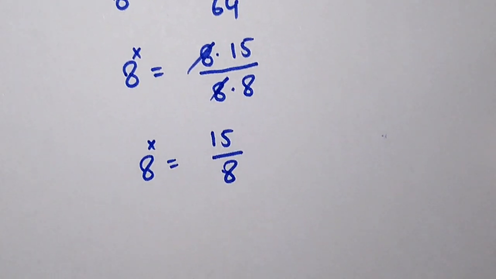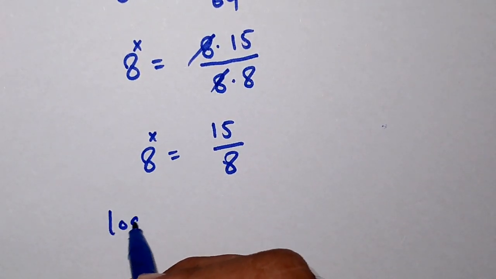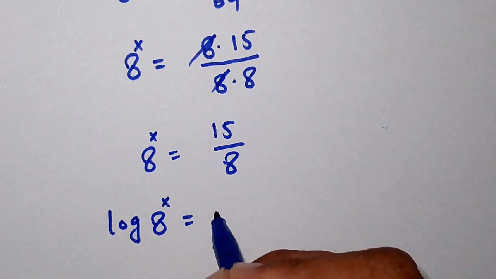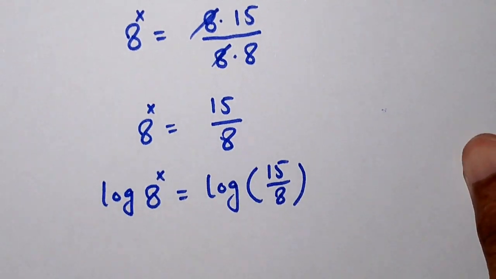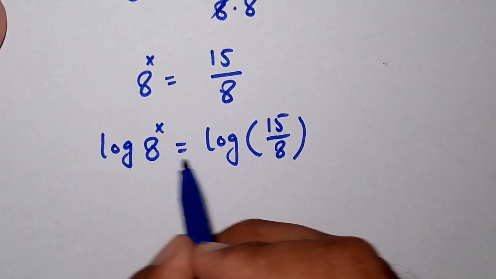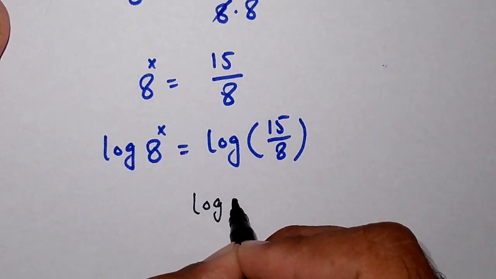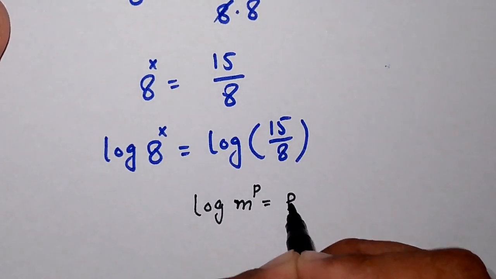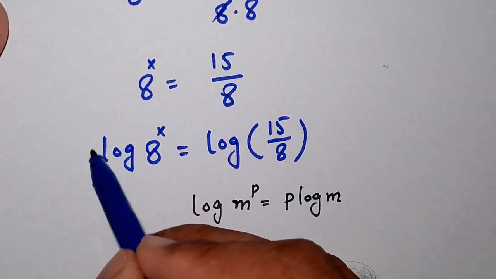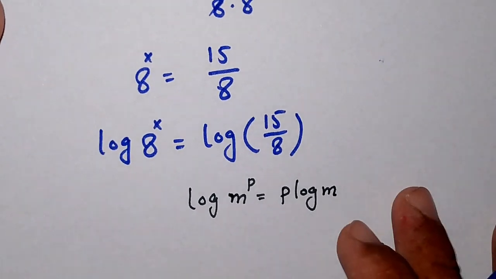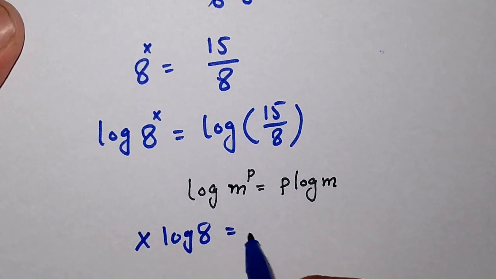Now to solve this interesting question, we have to take log on both sides. So taking common log on both sides, this will become log of 8 to the power of x is equal to log of 15 over 8. First of all we know that log of m to the power p is equal to p log of m. Now we have to move this x to the front by applying this condition, so this will become x log of 8 is equal to log of 15 over 8.